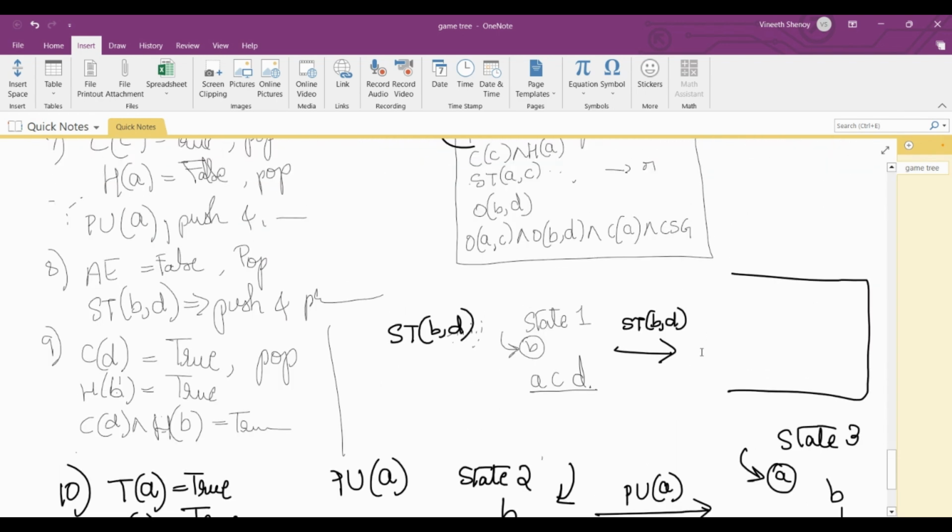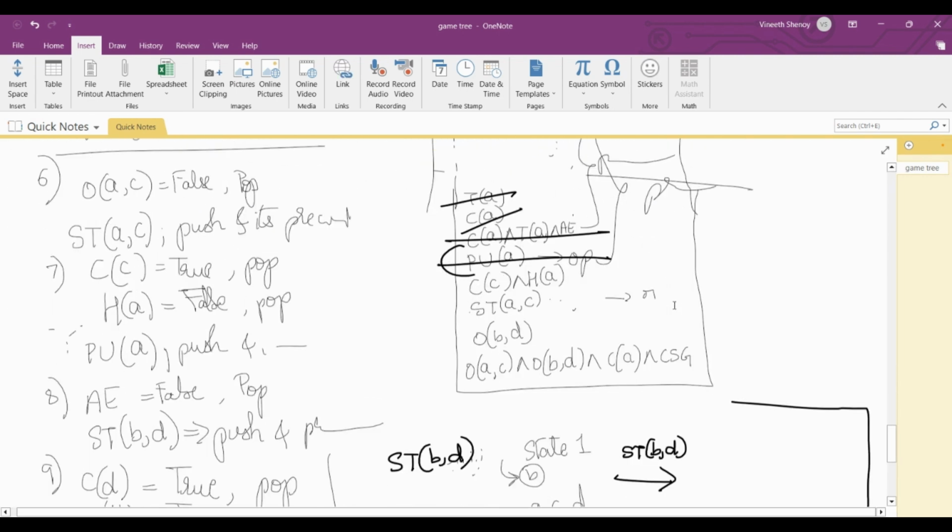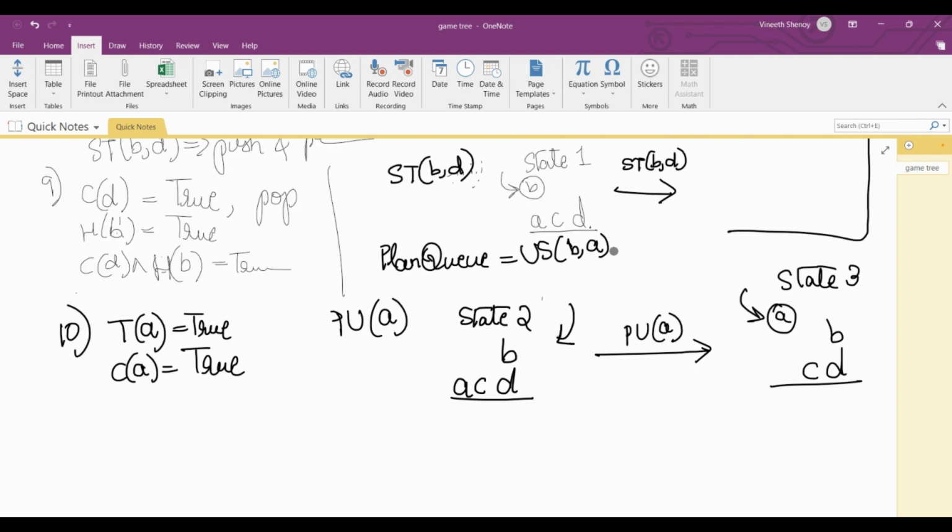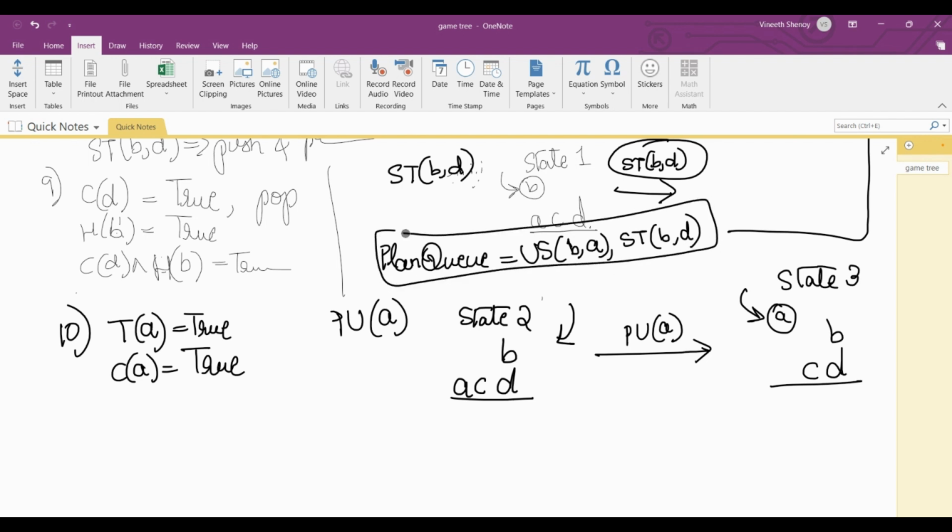Oh, another thing. While we transitioned from state 1 to state 2, we had to update the plan queue. When we transition from state 1 to state 2, we update the plan queue, which had unstack of B comma A. It is our plan queue, yeah, unstack of B comma A. Now we will commit it with this one: stack of B comma D. This was our plan queue earlier.